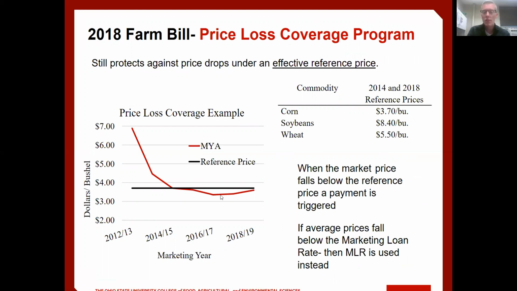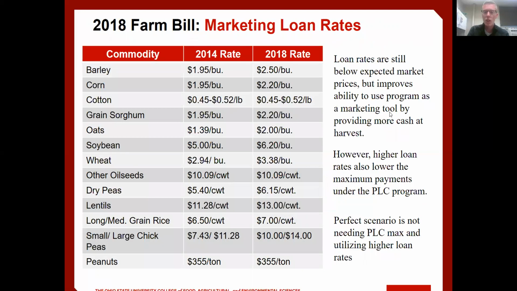So for some producers, if you're wanting to trigger payments, you're going to want this black line higher, meaning there's a higher likelihood that you're going to trigger payments. And if you do trigger payments, there's a higher likelihood that those payments are going to be bigger if that reference price is higher. So let's say instead of $3.70, now we have a $4 reference price. That is an option in this farm bill.